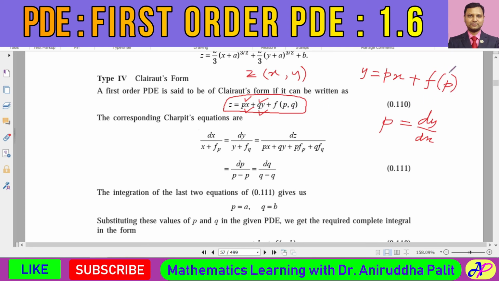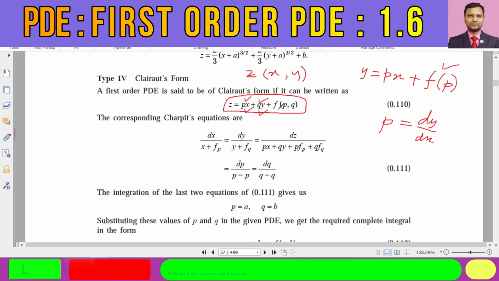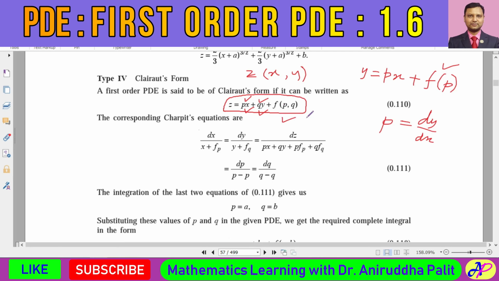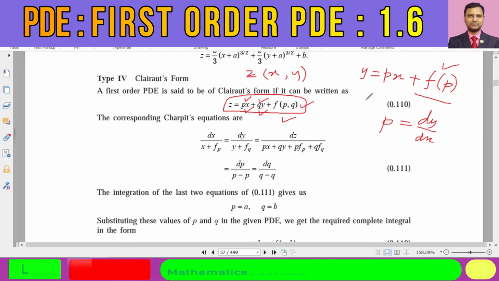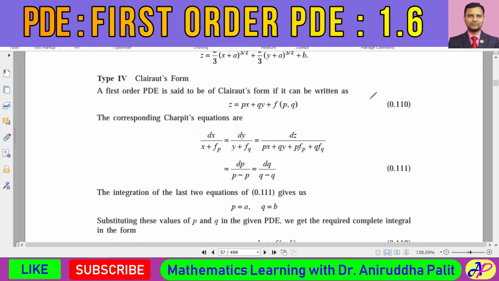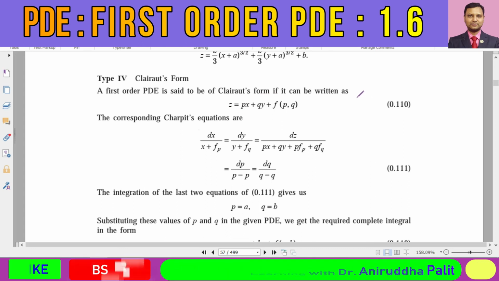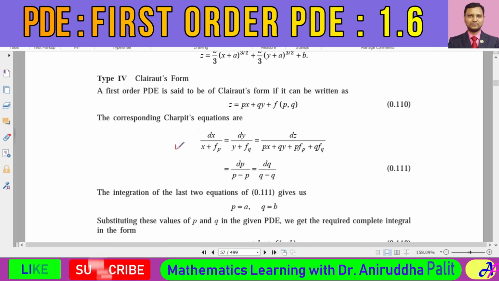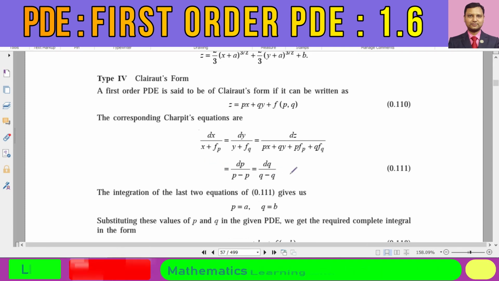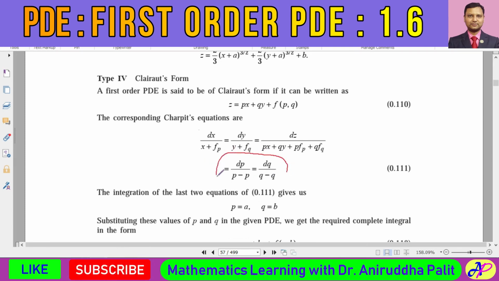And similar to the expression f of p in the ordinary case, we have the expression f of p comma q. So this is the Clairaut's form, as you saw in the case of an ordinary differential equation. And the corresponding Charpit's equation can be written in this way. In this Charpit's equation, you can observe the last two ratios.